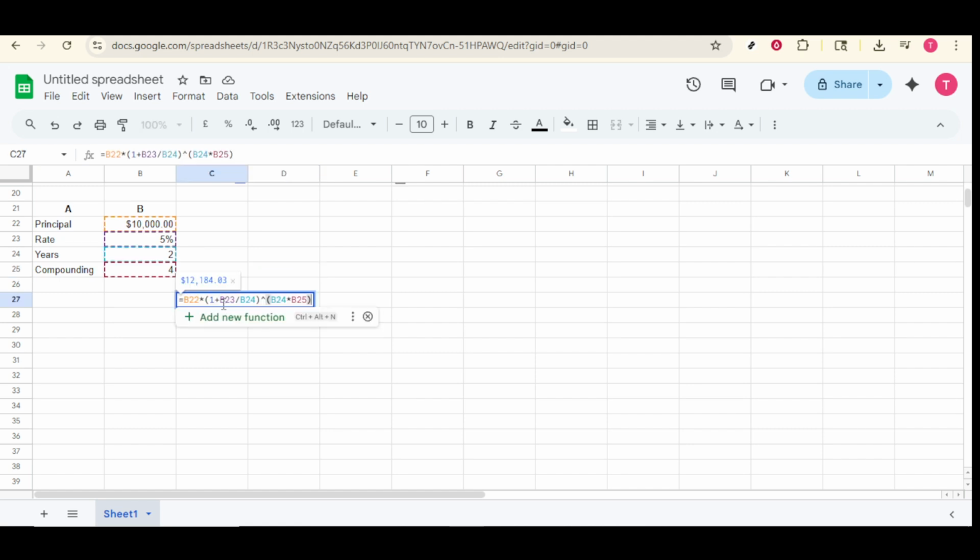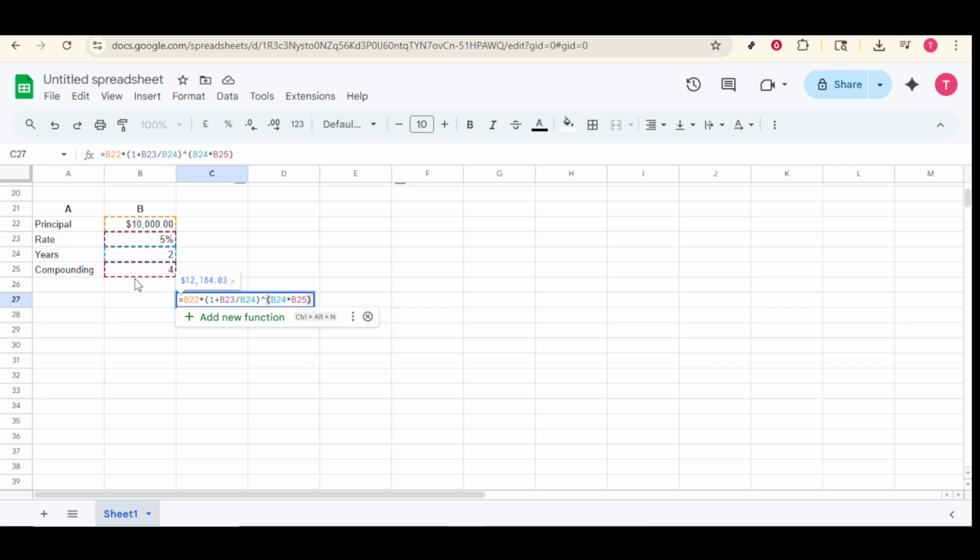Here, A stands for the amount of money accumulated after N years, including interest. P represents the principal amount, which is the initial sum of money you invest or save. R is the annual interest rate expressed as a decimal. N is the number of times that interest is compounded per year, and T indicates the time the money is invested for, in years. Let's move on to Google Sheets and bring this formula to life.